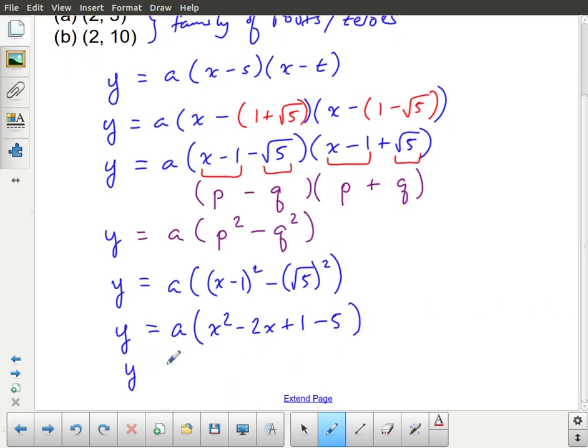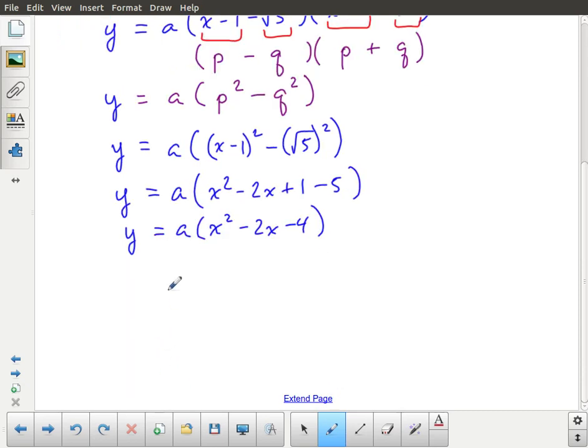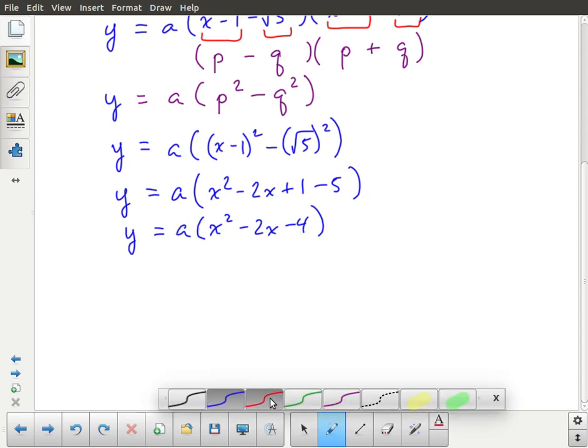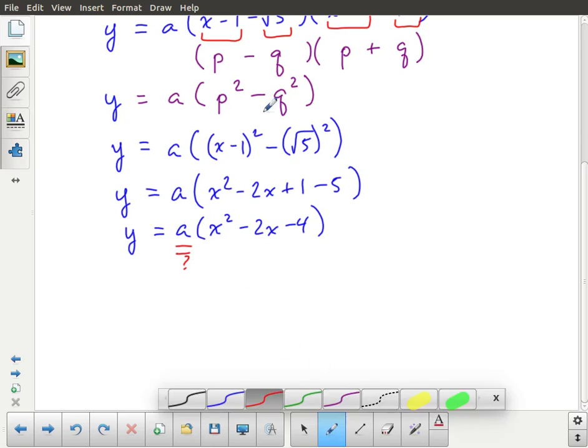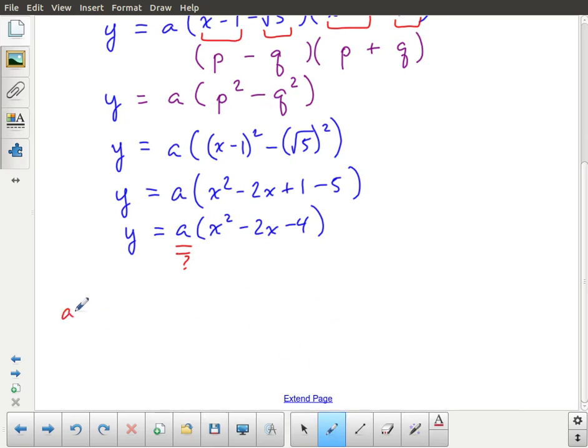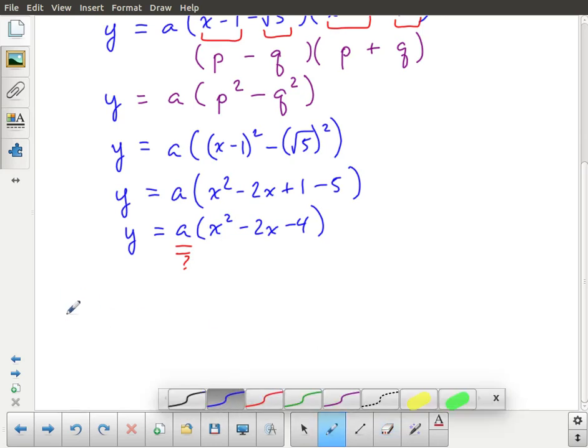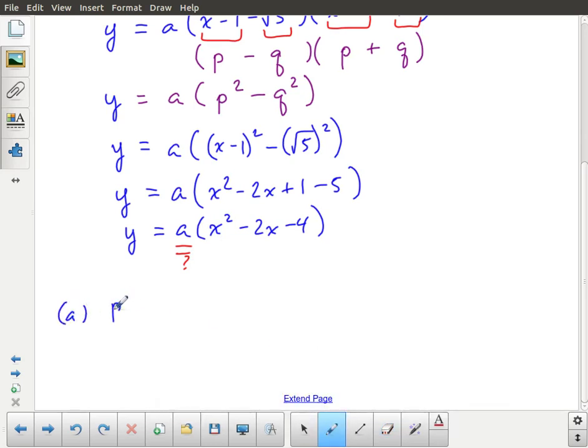And I end up with y equals a(x squared minus 2x minus 4). So that is our first pass at this, but we still don't know what this a value is. Now, this is a lot of work I've done so far. I'm just now ready to actually address a, which gave us the point 2, 5.